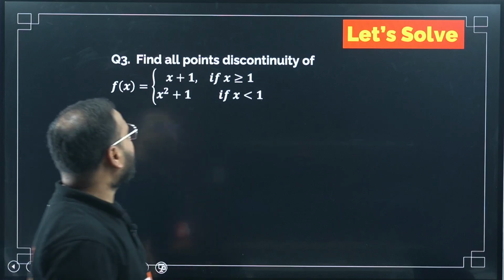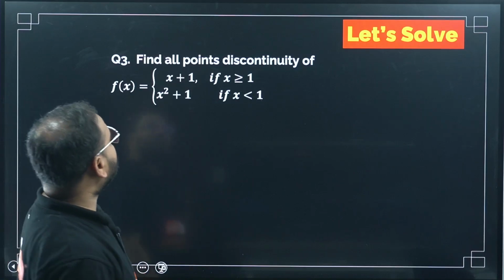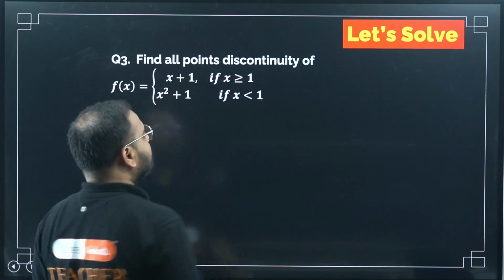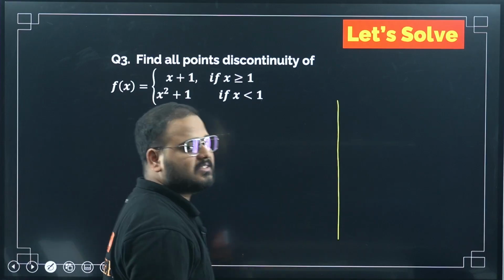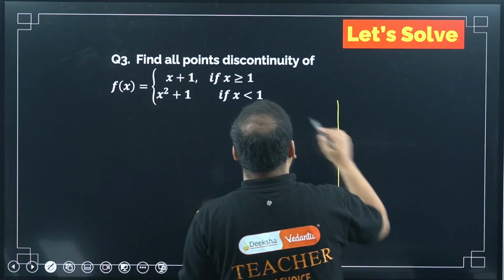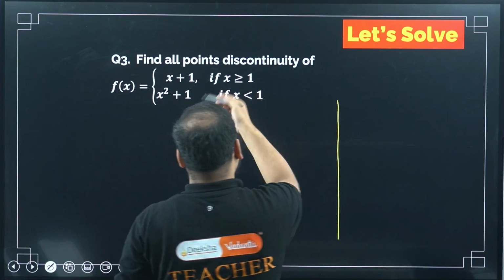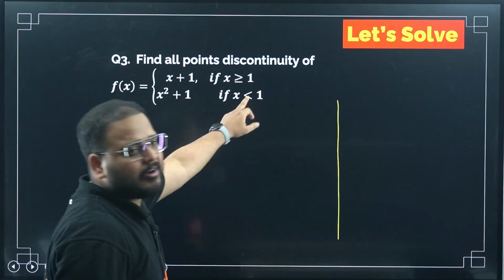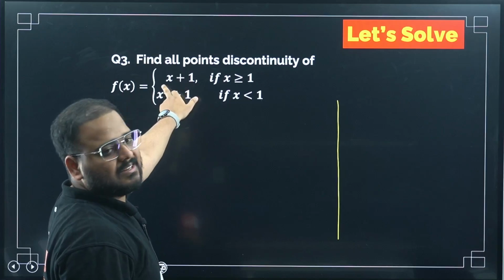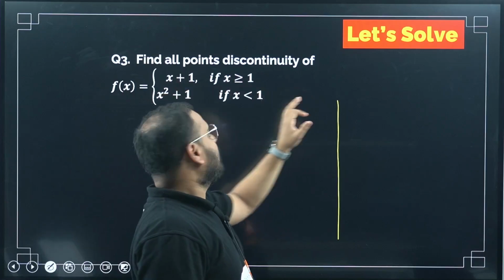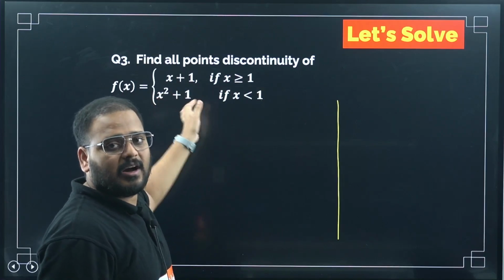All right, find all points of discontinuity. Points of discontinuity again. Let's find the LHL value. At point 1 we can find, because after 1 what will happen? This function will be the same, a straight line. It means it will be continuous only. Before also it's going to be a curve, again continuous only.